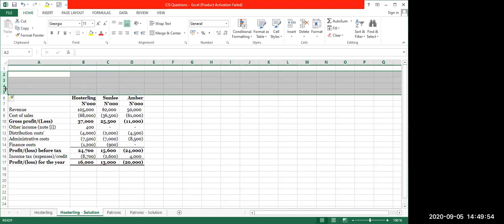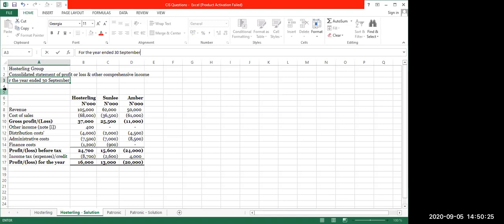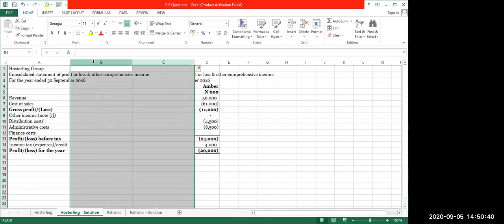So I'll just put it above Hosterling Group, consolidated statement of profit or loss and other comprehensive income for the year ended 30th September 2006. Since it's the consolidated results, these will not be needed again. So what we will just need is just one line.